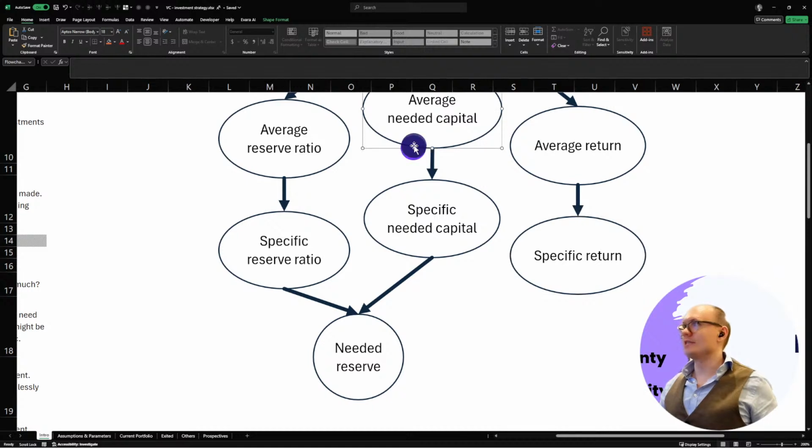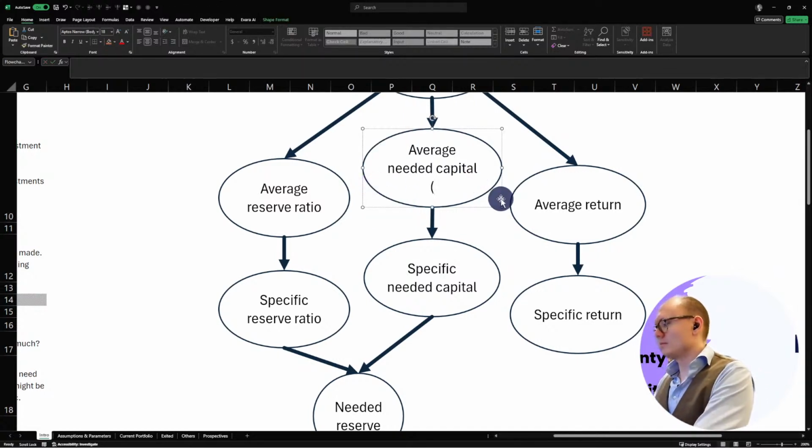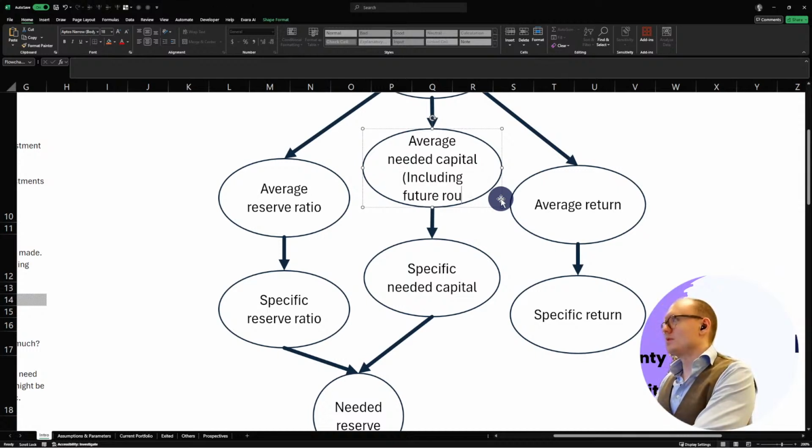So the average needed capital here will also include, so I'm going to add this actually, this is a good point, including future rounds.